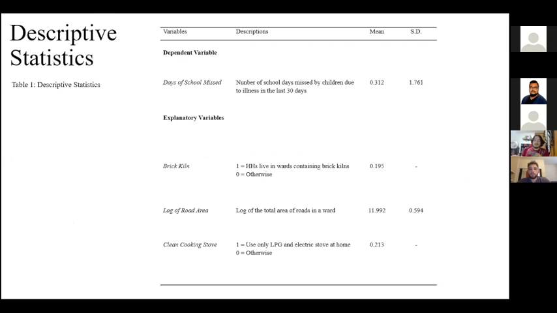As for our descriptive statistics, we see that school days missed has a mean of 0.312. And for our explanatory variables, we see that approximately 19.5% of households live within or close to a brick kiln. The mean of log road area within a ward is approximately 12. And the mean of households who use clean cooking stoves is approximately 21.3%. Clean cooking stoves in this context being gas or electric.